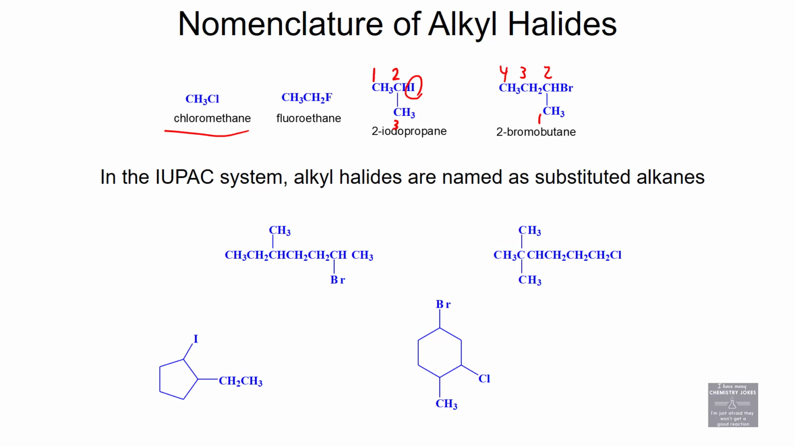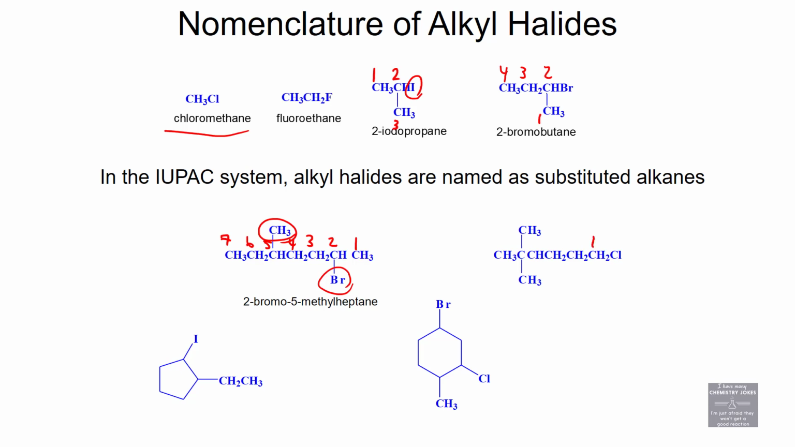I would like to go through these fairly quickly, so tie a knot and hang on. The numbering down here should go this way, because that gives my bromo number 2 and my methyl number 5. You're just trying to give everything the lowest number possible. 2-bromo-5-methylheptane. It's got to be alphabetical.